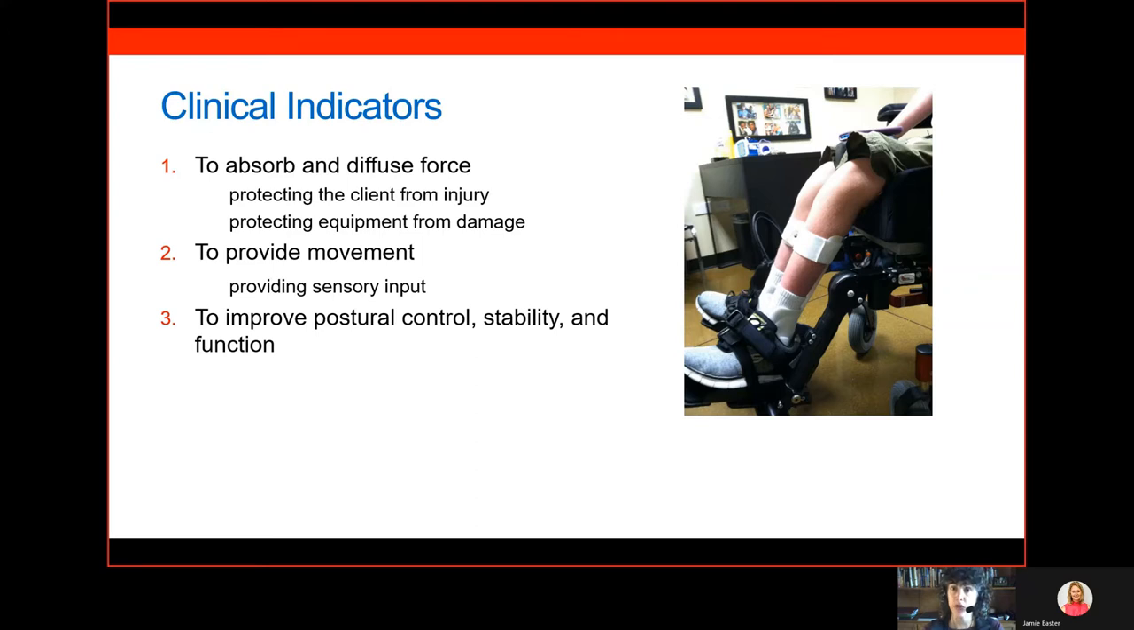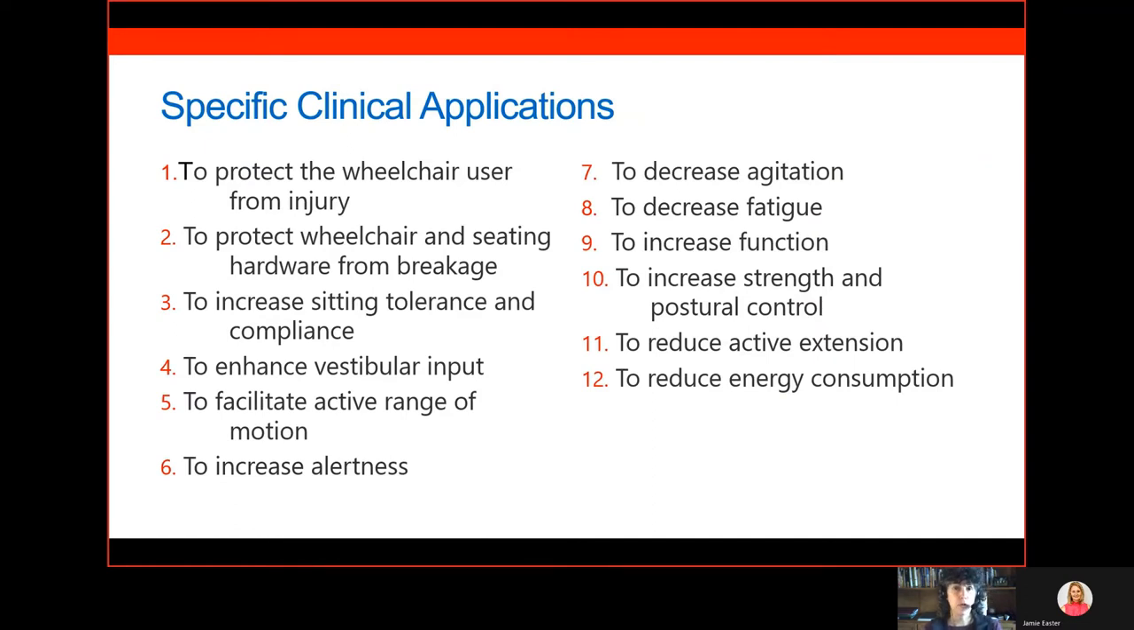These are very common concerns in some of our clients with very high tone or large movements. Second, we're providing movement, and that provides sensory input for the client, and there's many clinical benefits of that. Finally, we can use dynamic seating to actually make changes to postural control, stability, and function. Let's look a little more specifically. Here are a number of very specific applications that fall under these three categories.